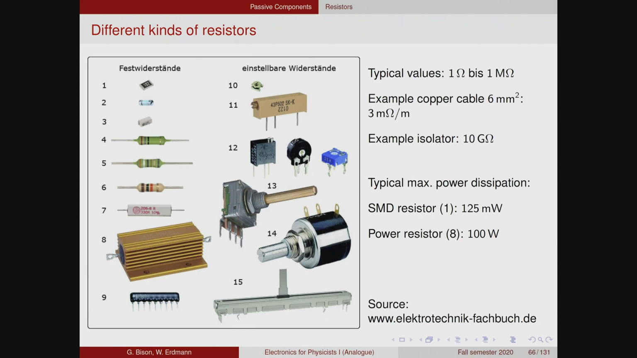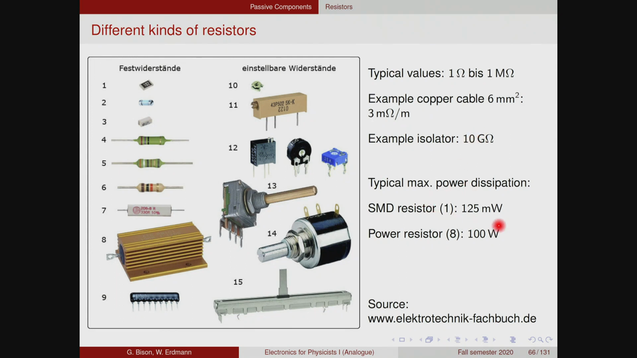If you simply take a piece of copper cable with 6 square millimeters, this is already quite a thick cable, you get something like 3 milliohms per meter. This is a small resistance, but for example, if you build very large installations, it's not negligible. And a good insulator, these are gigaohms, typically.